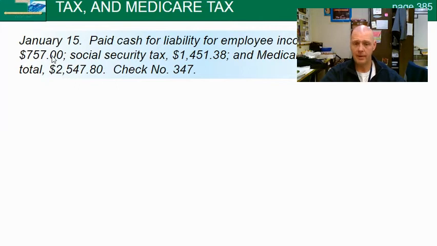by doing a debit to employee income tax payable. We have been withholding Social Security out of employees' paychecks, and we have been matching Social Security. So we've got a Social Security bucket that we're going to dump out, with a debit to Social Security tax payable. We've got a Medicare tax bucket that comes from both us matching and taking from the employee, and we have to dump this bucket out. We have to write one big check for $2,547.80 to cover all three of these taxes. All three of these buckets we're going to empty out.